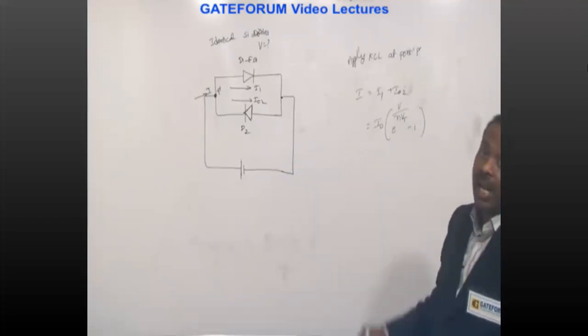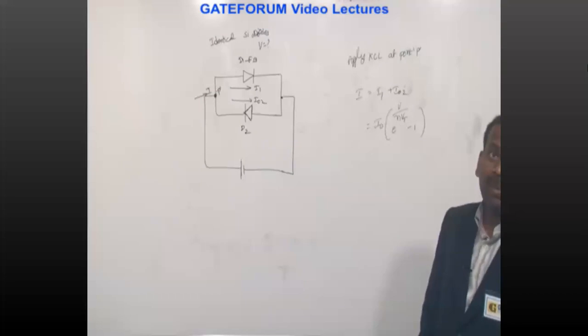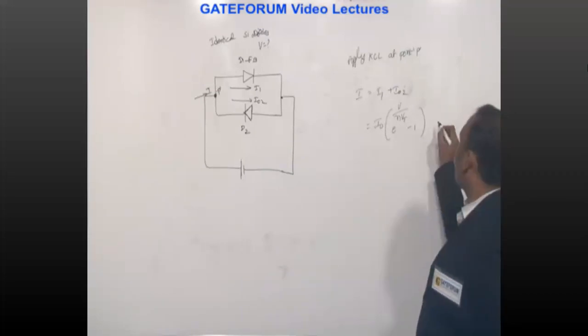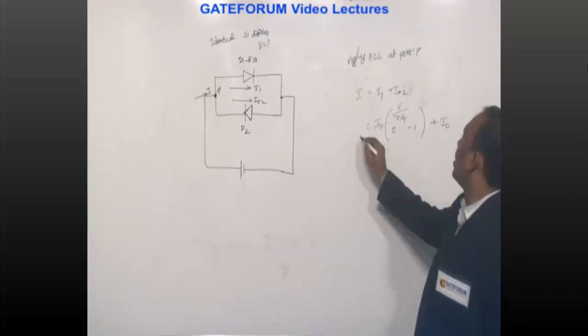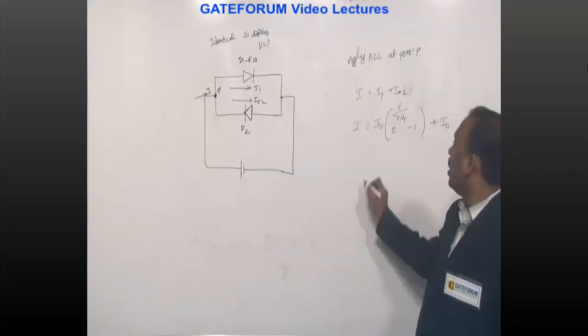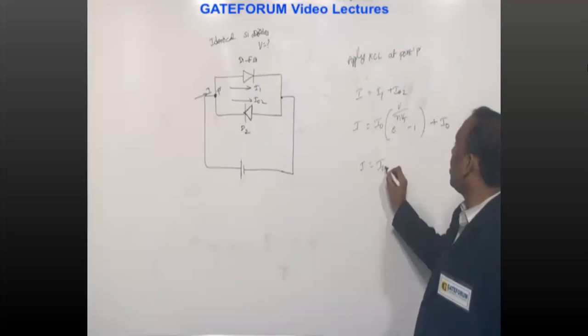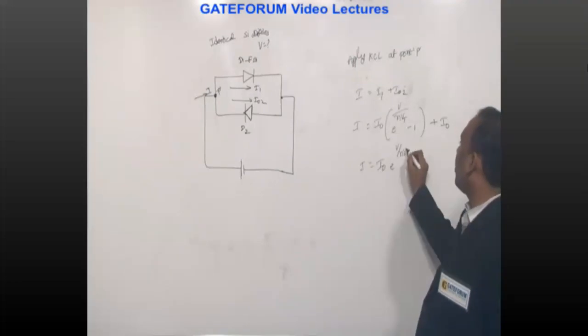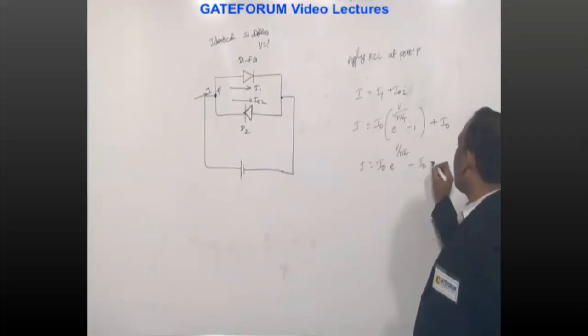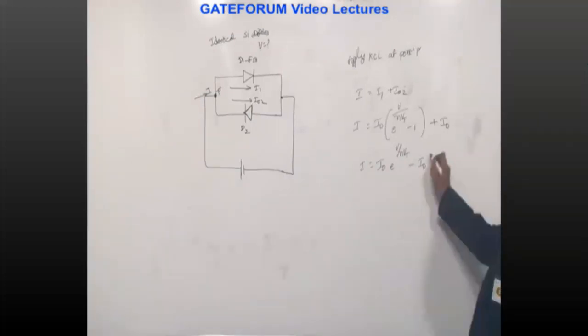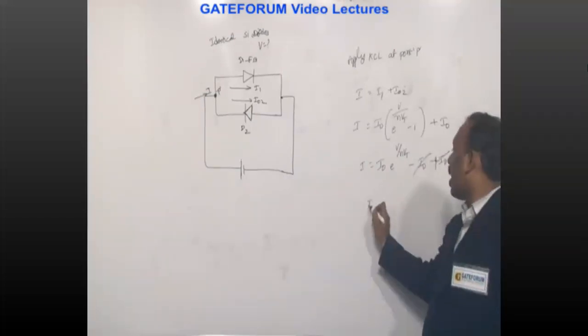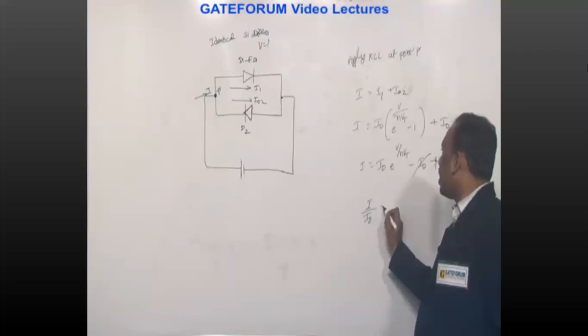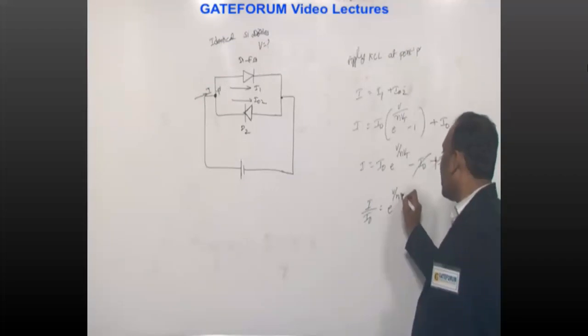And it is given both are identical. Therefore, both will have the same reverse saturation current. Therefore, here plus I0. This is I. Therefore, I equals I0 into e power v by eta vt minus I0 plus I0. Since identical, both reverse saturation currents are the same. This will cancel. Therefore, I by I0 is equal to e power v by eta vt.